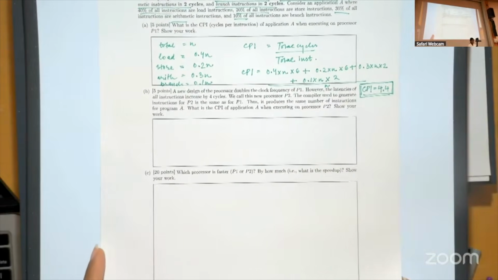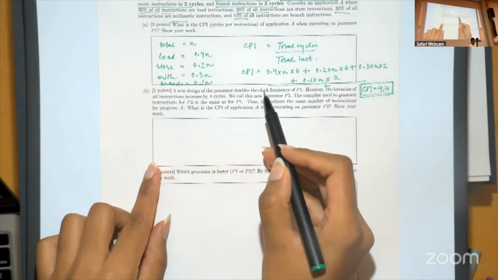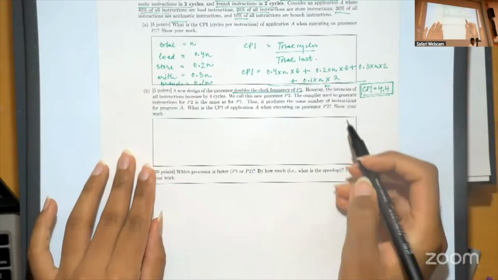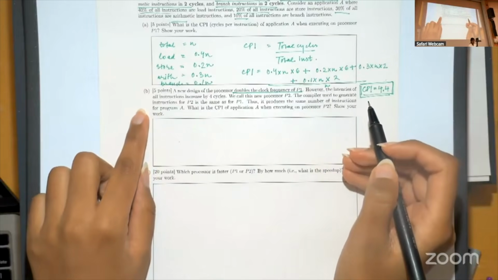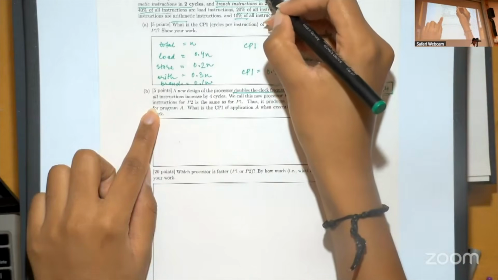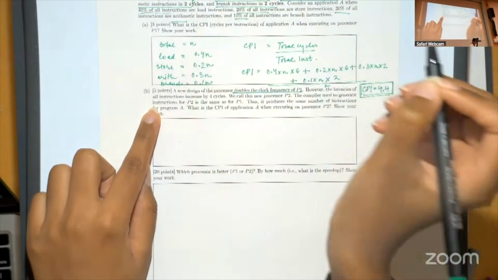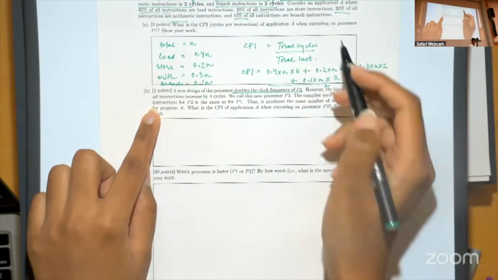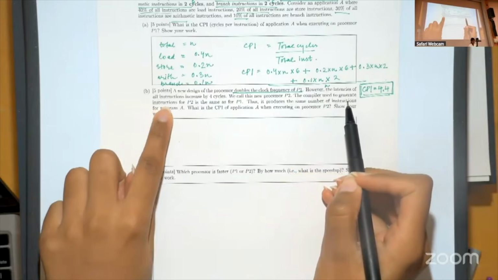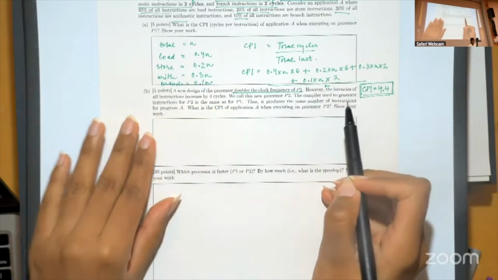Okay. So the second part is totally the same. We just have different parameters. A new design of the processor doubles the clock frequency. I think we will underline this because this might be needed in the later parts. However, the latencies of all instructions increase by 4 cycles. So for all the instructions, it has now become 10, 10, 6, 6. We call this new processor P2. The compiler used to generate all instructions for P2 is the same as for P1. Thus, it produces the same number of instructions for program A.